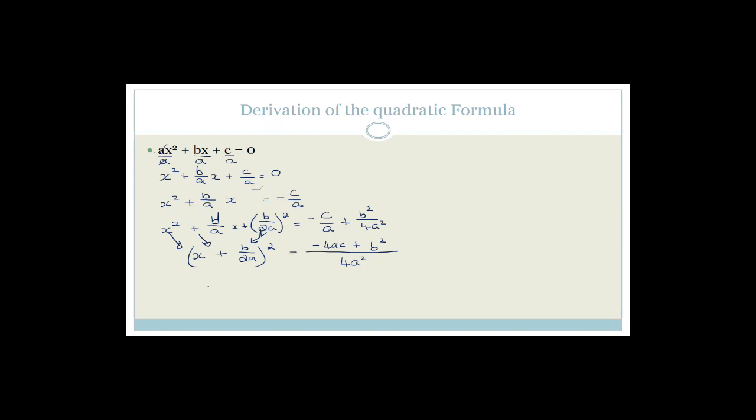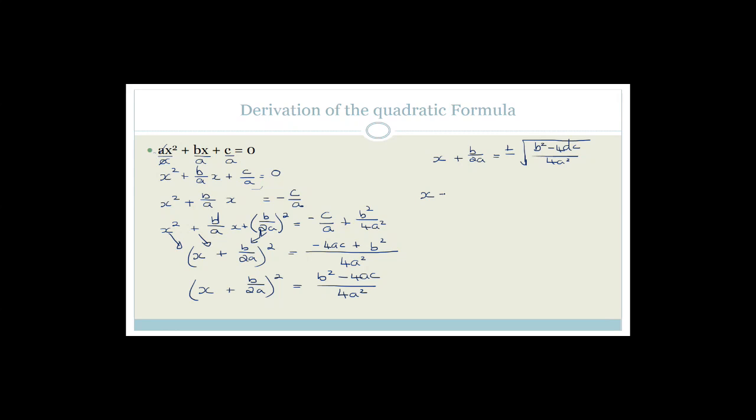Okay, so then this becomes x plus b over 2a all squared is equal to b squared minus 4ac all over 4a squared. Square root this, so it becomes x plus b over 2a is equal to plus or minus the square root of b squared minus 4ac all over 4a squared, okay? If you know the quadratic formula, you can start seeing that it's starting to come through because there's that b squared minus 4ac, which we're used to seeing, okay? So now what we're gonna do is we're gonna solve for this x.